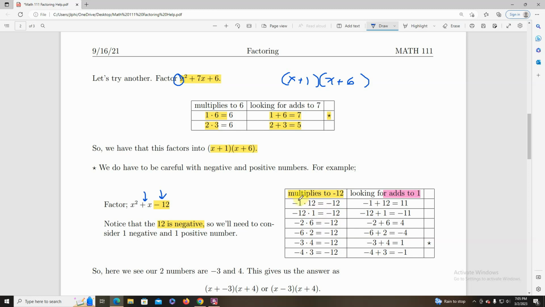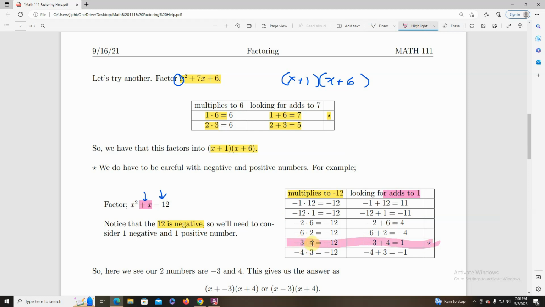What do they add to? Negative 1 and 12 adds to 11. Negative 12 and 1 adds to negative 11. Negative 2 and 6 adds to 4. Negative 6 and 2 adds to negative 4. Negative 3 and 4 adds to 1. Negative 4 and 3 adds to negative 1. What was I looking for? I did not mean to draw over that. I meant to highlight. What was I looking for here? I was looking for positive 1. Which of these added to positive 1?